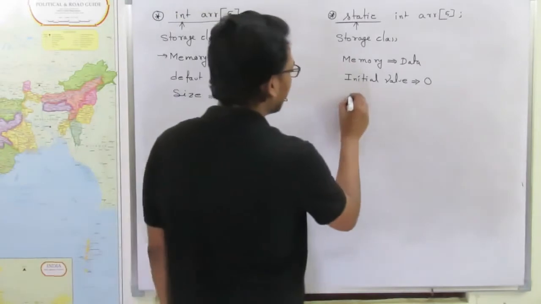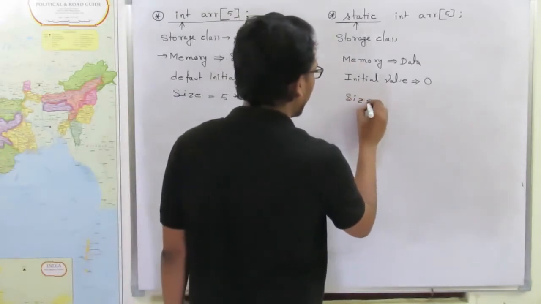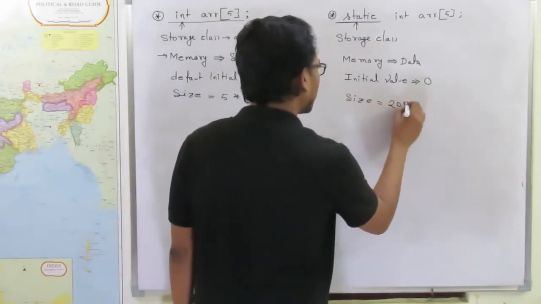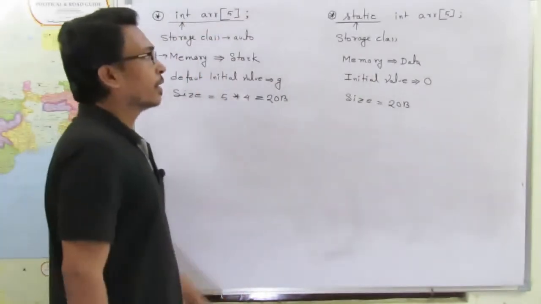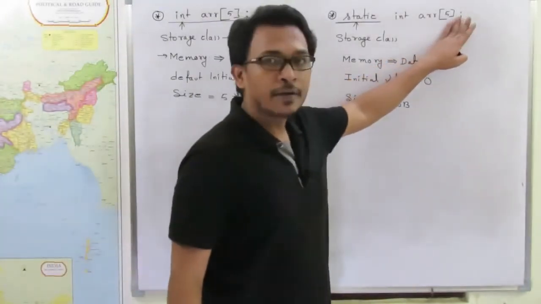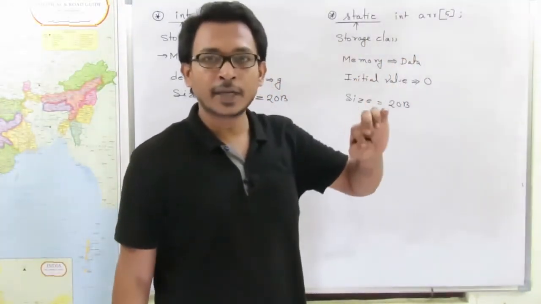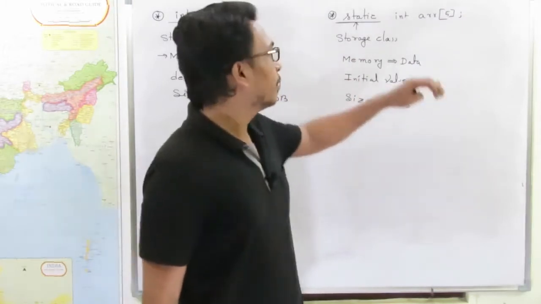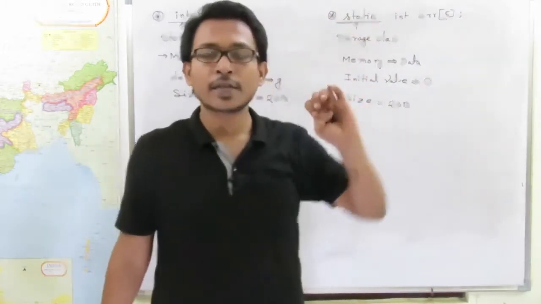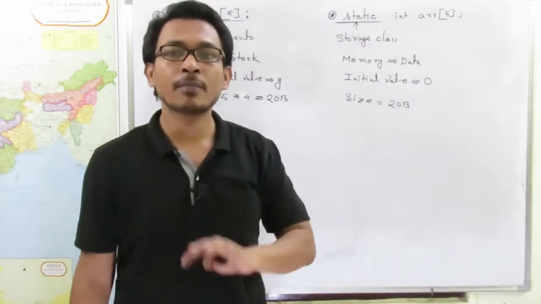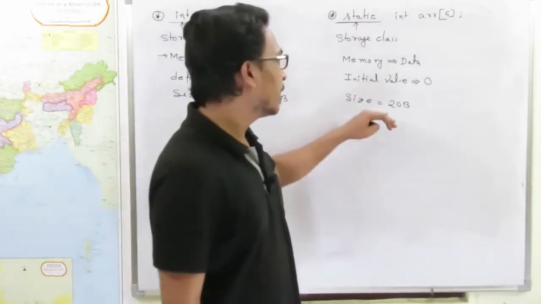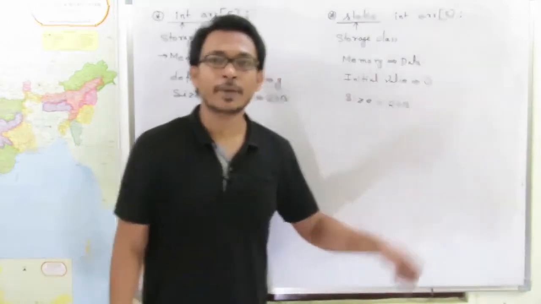In this case again the size will be 20 bytes, because of the same reason: the range is 5. That means 5 different values will be there, and the type of each value is integer. That means the size of each value will be 4 bytes. So 4 into 5 gives us 20 bytes.